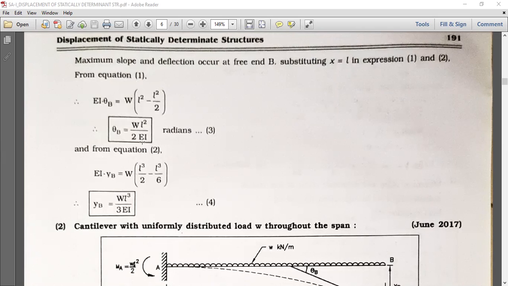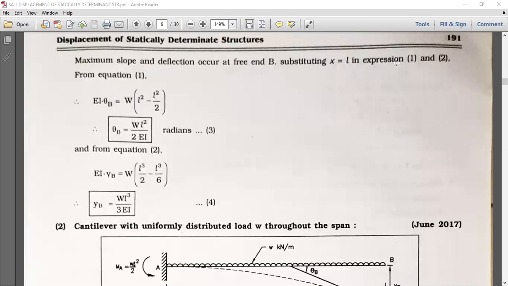Theta B is equal to WL square by 2 EI in radians, and from equation 2, EI into YB is equal to WL cube by 6.